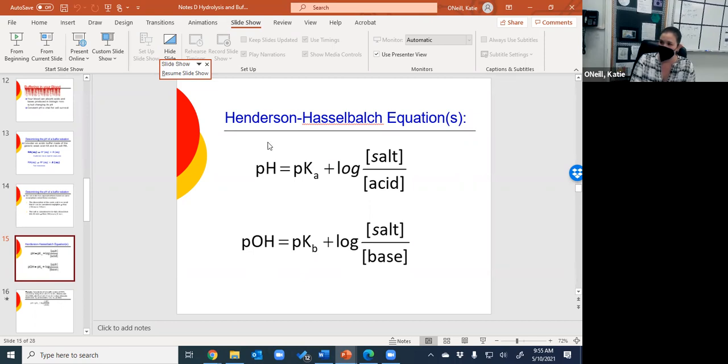Next, we're going to look at something called the Henderson-Hasselbalch equations. We have pH equal to pKa plus the log of the ratio of salt to acid, this being the metal anion concentration and our weak acid concentration. And then basically the same thing with pOH, but you use the Kb and the base on the bottom. Pause here for a second and make sure you get those equations copied down perfectly.